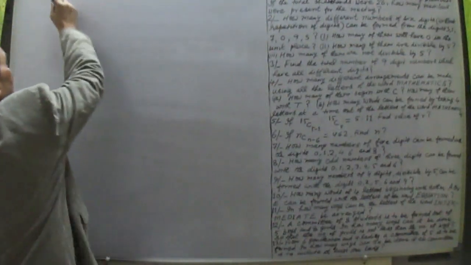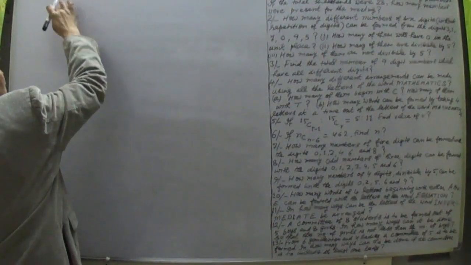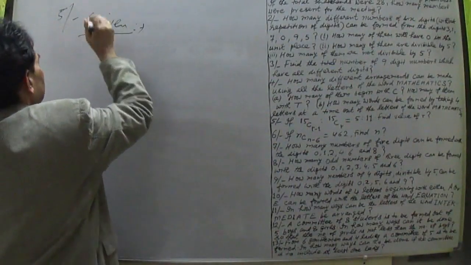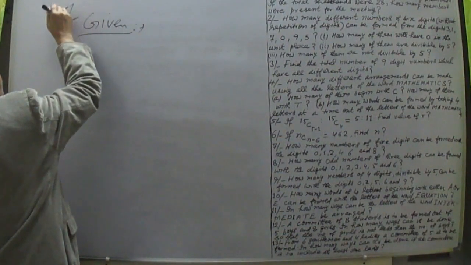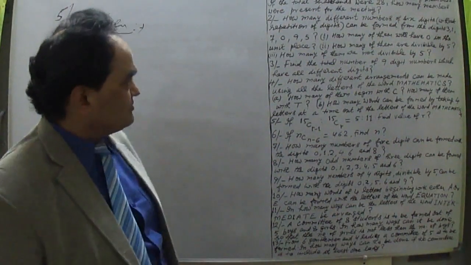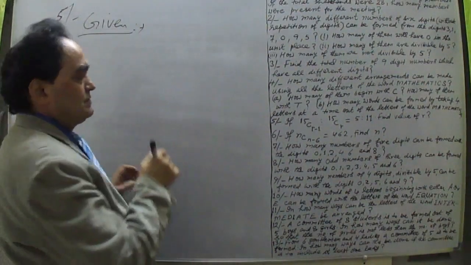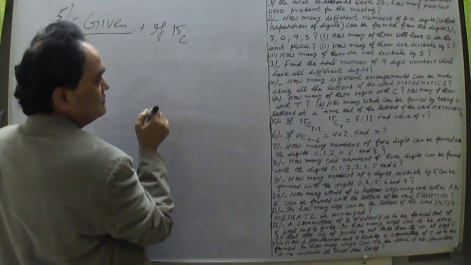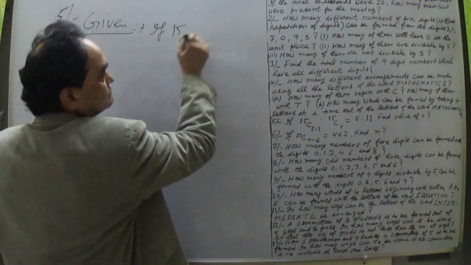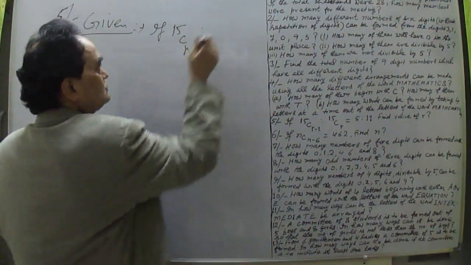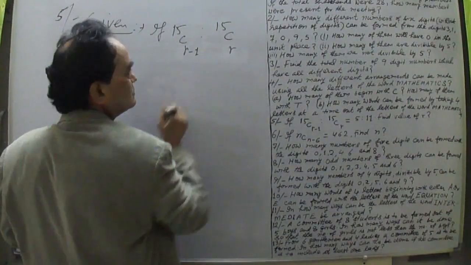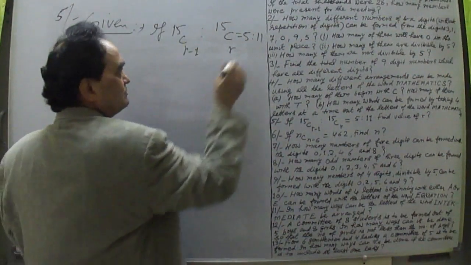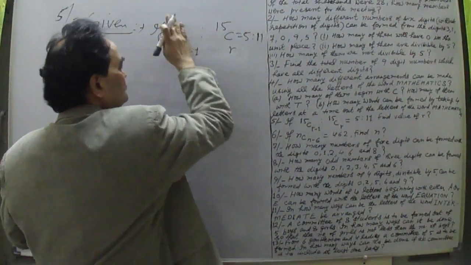Now question number 5. Fifth question is of what kind? Question number 5 is now, let me take what is given here. First let me read it and then solve it. Question 5 says, if 15C R minus 1 is to 15C R is equal to 5 is to 11, a ratio 5 upon 11, this numerical type of question.